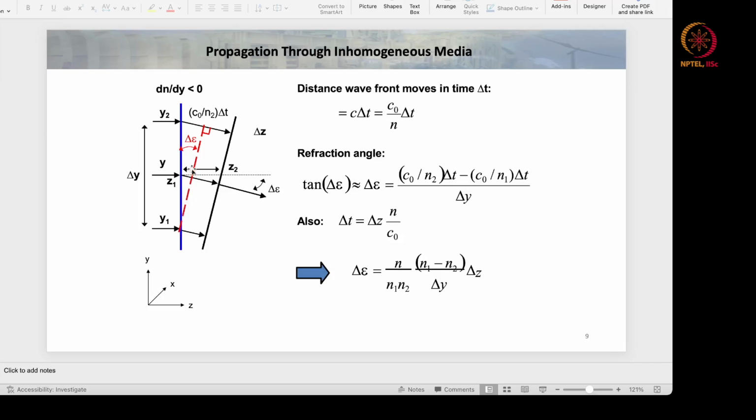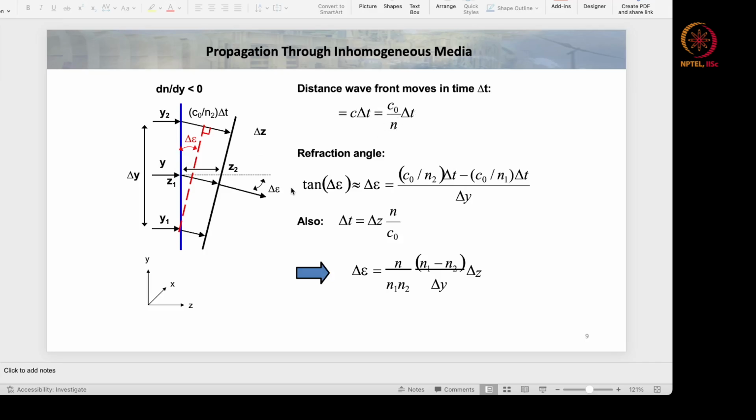Now, if you see this wave front, if you draw a parallel line to this, you'll see that it got tilted by an angle which is delta epsilon. So this is a highly exaggerated view. Remember, the actual delta epsilon is a very, very low number. So the distance the wave moves in time delta t is given as, again, c into delta t, which is c naught by n into delta t.